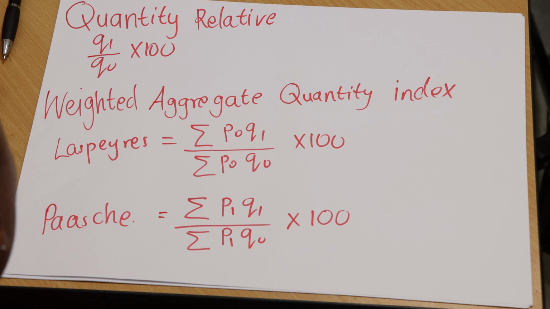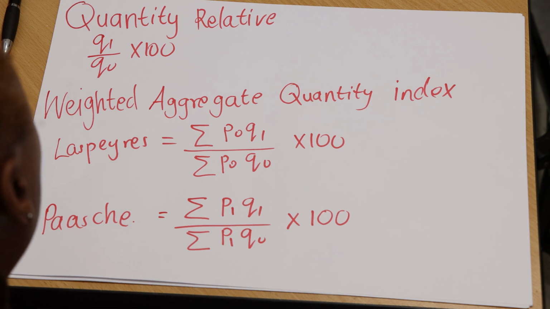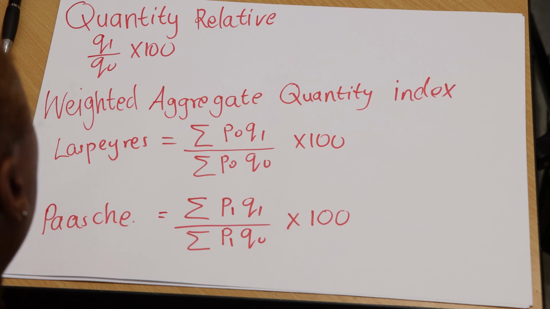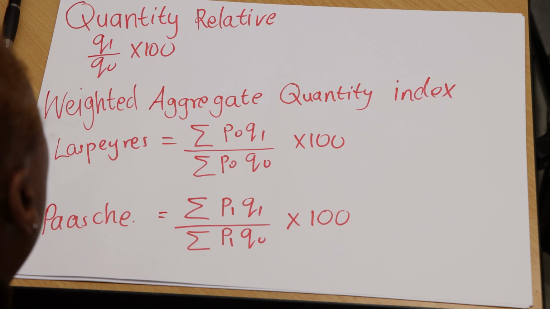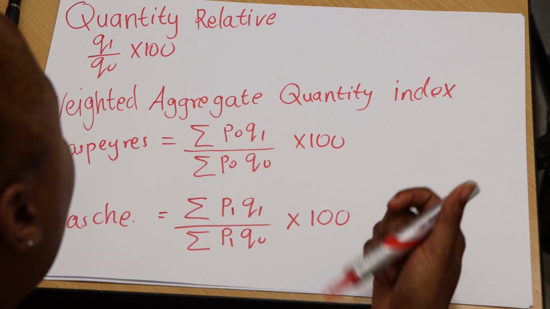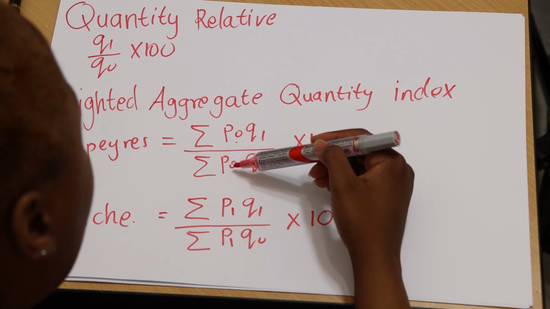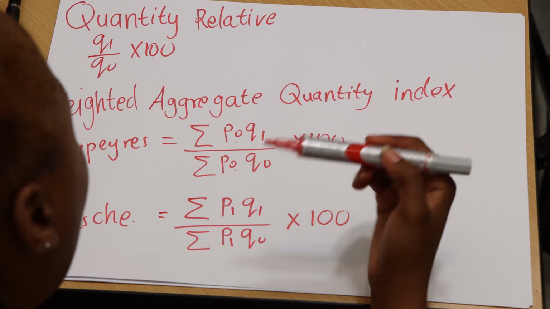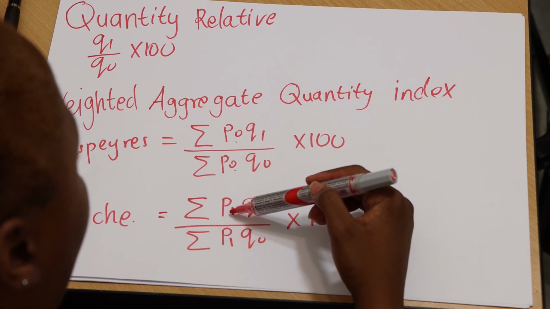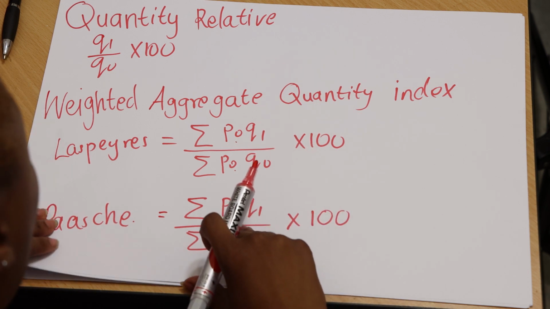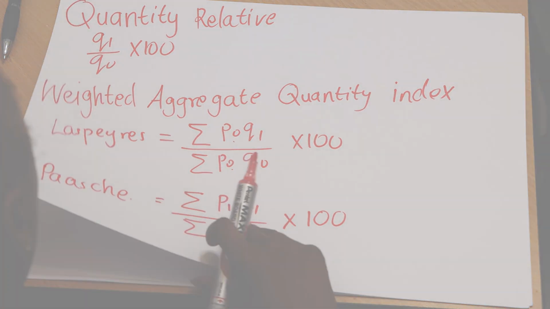And then similarly, we have quantity indexes. So you have first the quantity relative, which is when you're calculating the percentage change in the quantity of a single item. Then there's again the composite, which is the weighted aggregate quantity index. It has the Laspeyres, which is when you're holding the price constant at the base period, and then the Paasche, which is where you're holding the price constant at the current period. So I'm going to do questions to show you how you calculate for each of these.